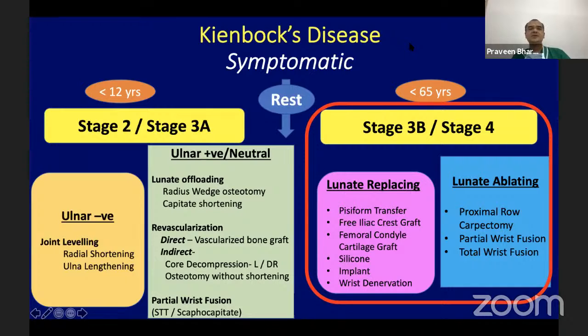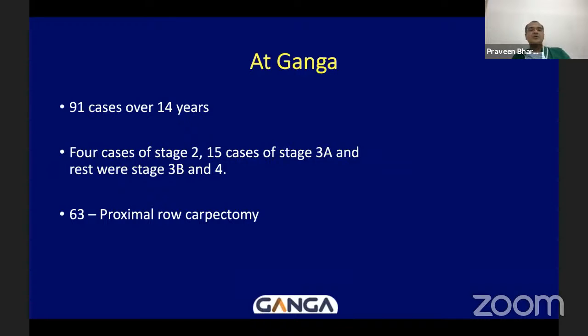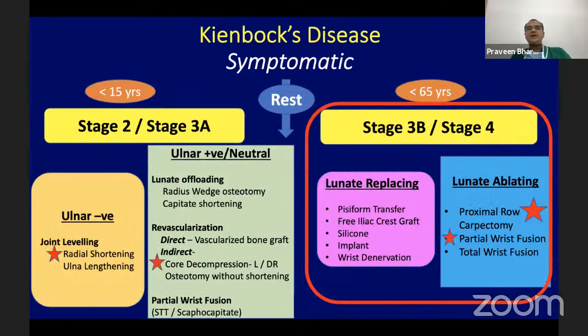So this is the treatment algorithm that we follow. I am not going to talk on that because it is very much similar to what Dr. Pankaj has told, except for a few small differences which we'll be talking about later. Basically, stage 3B and 4 are the cases in which we will need to do a proximal row carpectomy. Stage 4, though theoretically it means that there is a panarthritis, you will hardly see a patient who has panarthritis, and most of the time you would be able to escape with PRC or some modification of it, as I will be talking about. So 3B and 4 are the main indications for doing proximal row carpectomy.